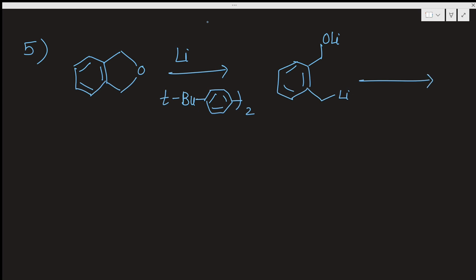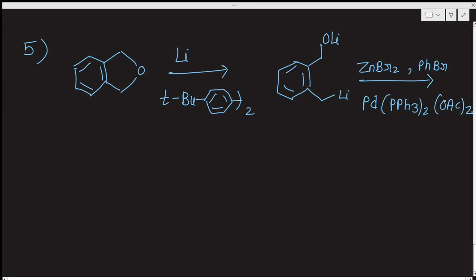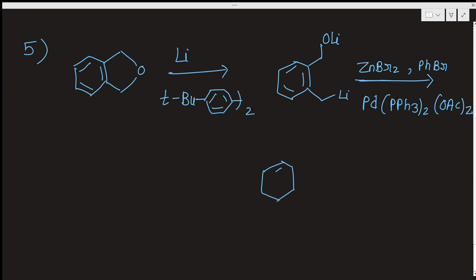Now you are treating it with ZnBr2 and PhBr, with Pd(PPh3)2(OAc)2. Now what happens? This ZnBr2 will react with Li. Firstly, it will form in this manner: OLi here and ZnBr here. Then it is treated with PhBr, and it is reacting with PhBr.